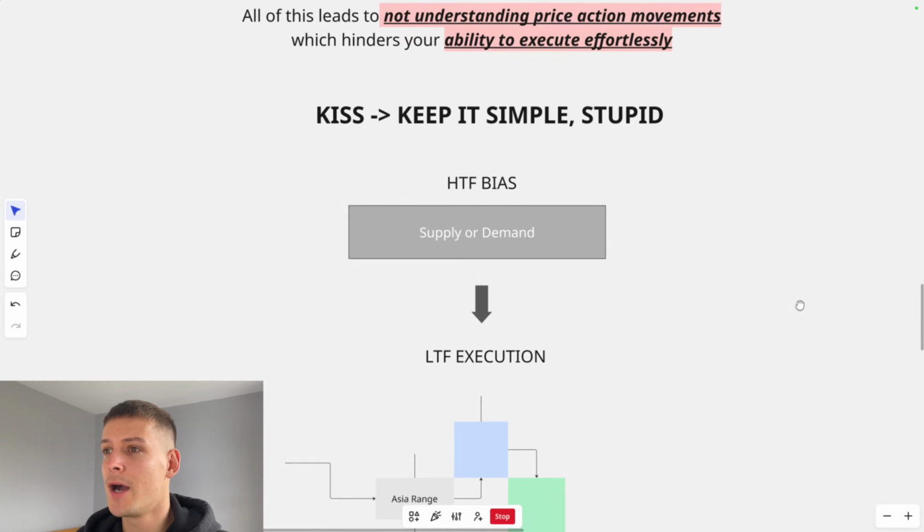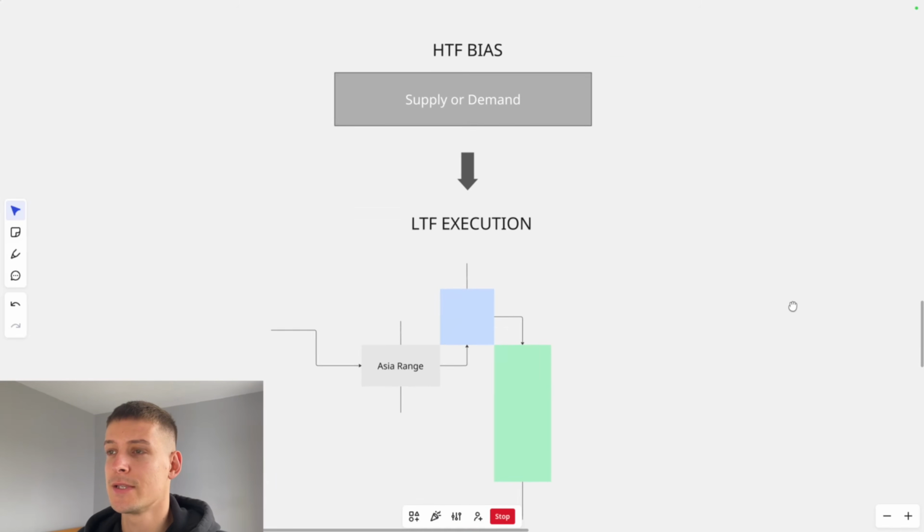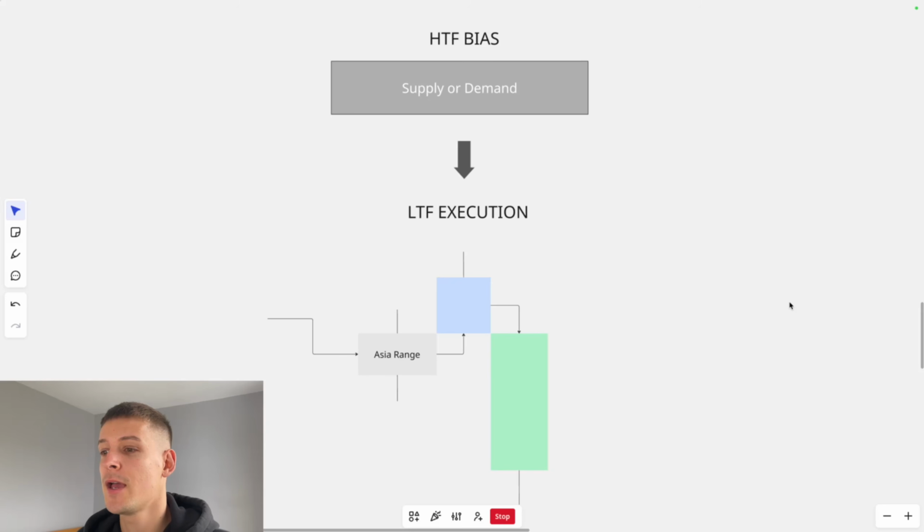So the way that I like to do it is very, very simple. Okay. And I believe simplicity is the most robust strategy that is out there. Right. And so we apply a very, very basic concept of market mechanics where we're looking for clear higher time frame bias in the form of supply and demand. And then what we're doing is we're tracking down to the lower time frames for, again, a very, very simple execution model. And this is really based just around the Asia range.